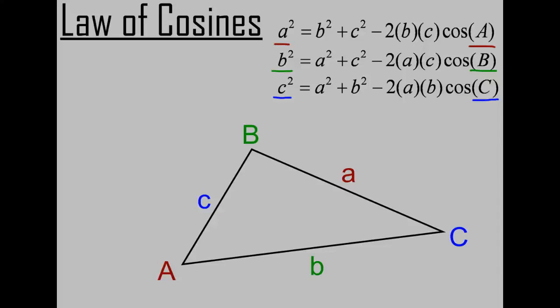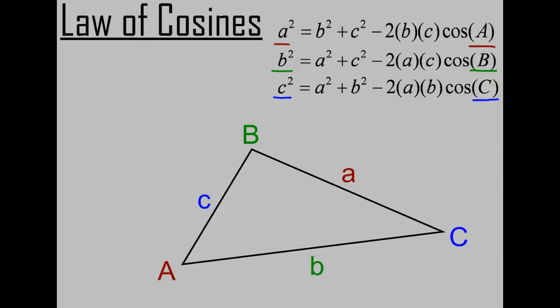So here is the law of cosines, and this is written with respect to all three different sides of the triangle. And you'll notice here that I've color coded some things. The a squared, the side a squared, does correspond with that angle A. So it's the opposite angle.